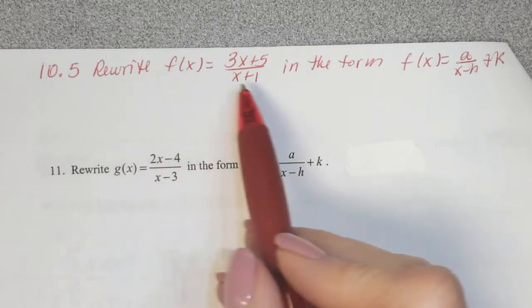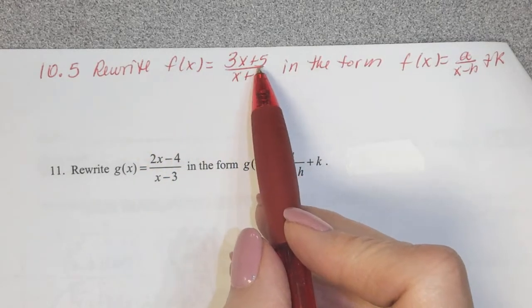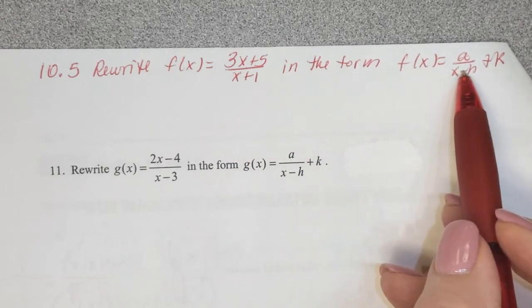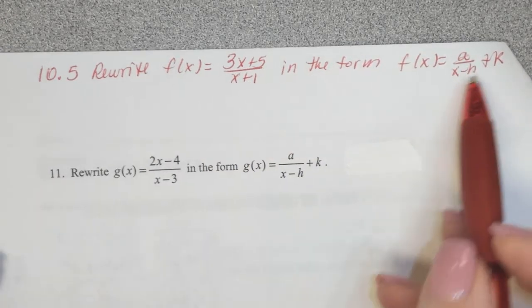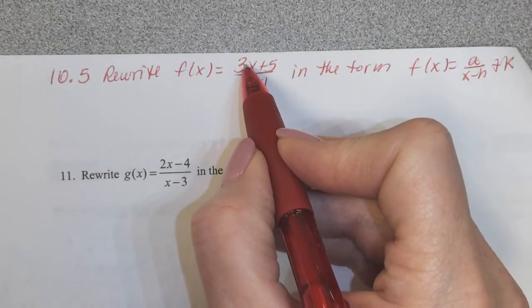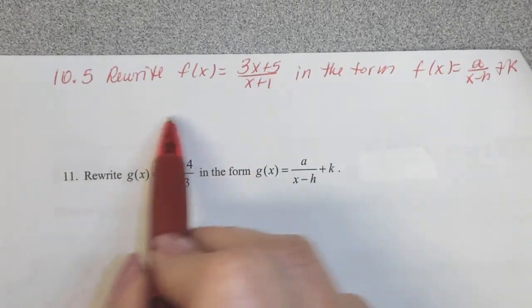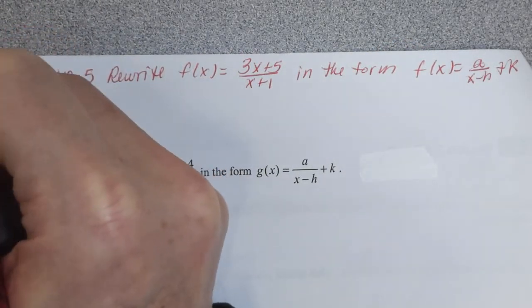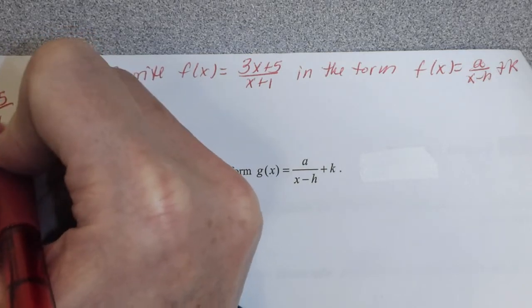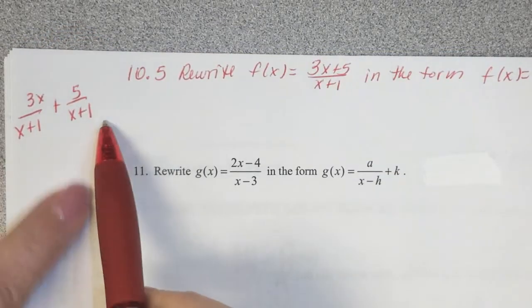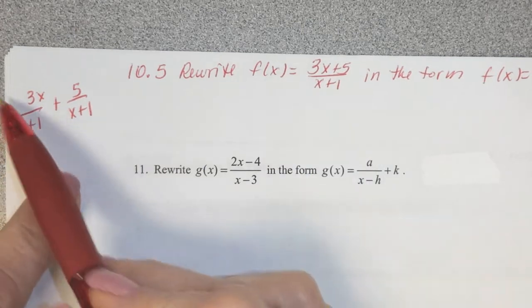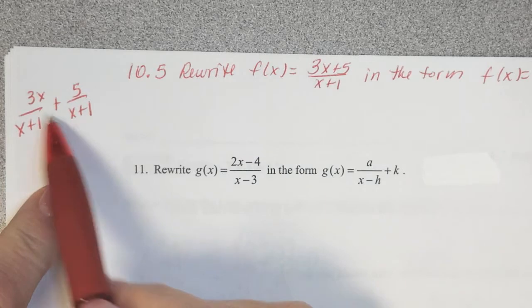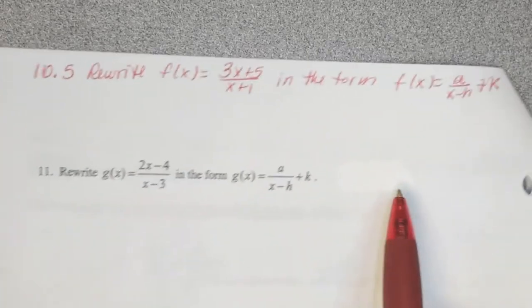All right, it says to rewrite f of x equals 3x plus 5 over x plus 1 in the form f of x equals a over x minus h plus k. All right, what I'm allowed to do is, this is not a complex fraction. This is a different kind of problem. I could separate this out. Isn't it true that 3x over x plus 1 plus 5 over x plus 1, isn't that the same thing as this? See, if we have a common denominator, we would just add the numerators. So these are equivalent. I could break it up like that, but it's not helpful.